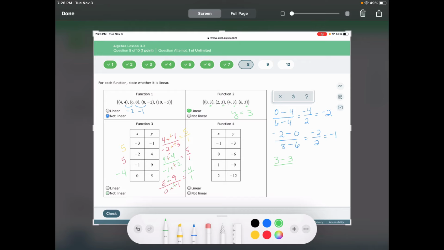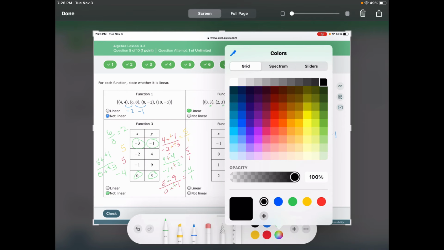This would be not linear unless I made a mistake somewhere. Let's do one more check. Let's go 5 minus negative 1. We can go all the way from here to here over 0 minus negative 3. Here to here. That's 6 over 3, which is 2. That's weird. Okay, so that's not linear, unless I'm really messing things up.